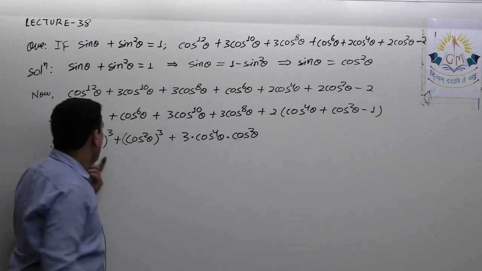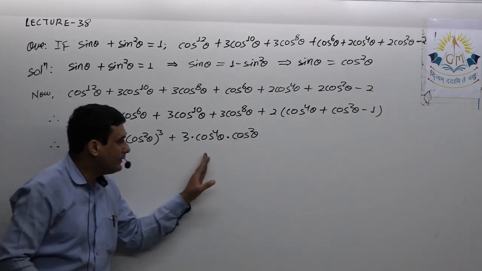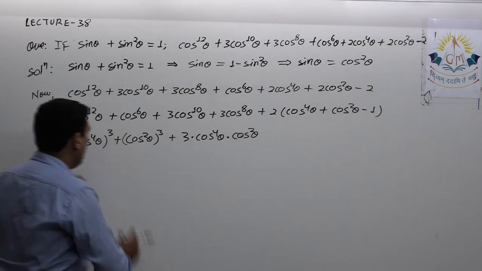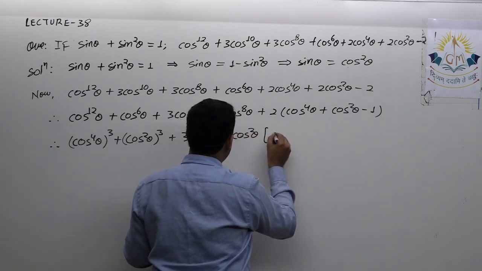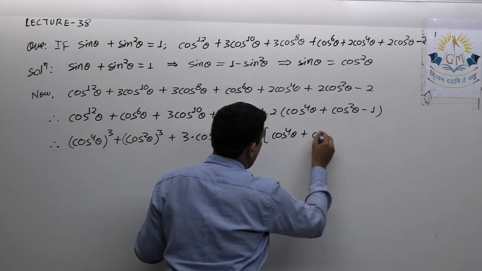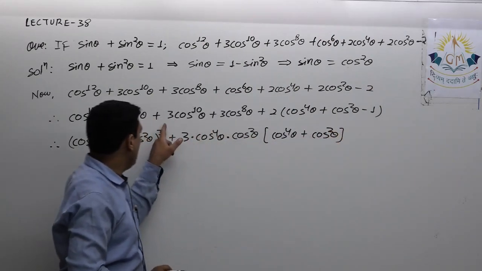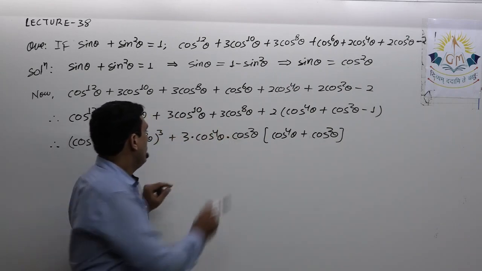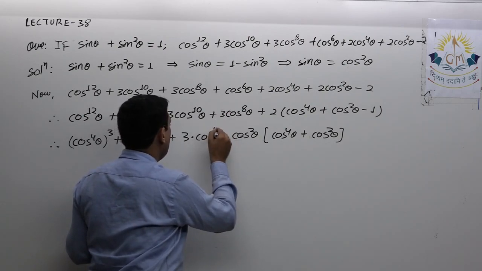What I did, I wrote the first two terms in the form of perfect cubes, and after that I'm writing the terms to fit the identity of (a + b) whole cube. It is a cube plus b cube plus 3ab into (a + b). Now I check whether the product of these two is this or not. 3 cos^4 θ into, sorry, here it should be 3ab. Okay, it is correct.